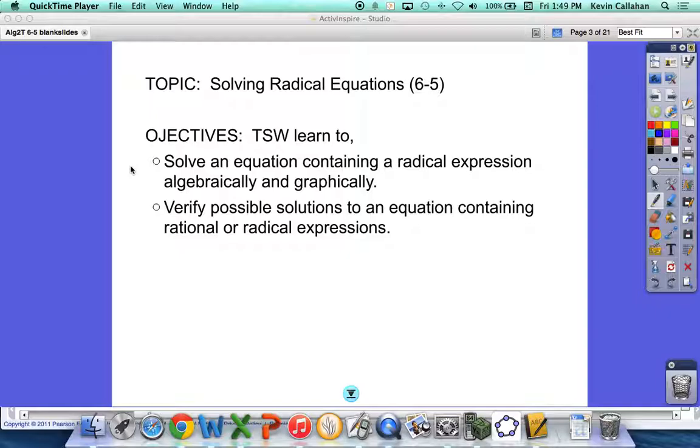Okay, so this one is about solving equations. Everything we did up till now was all about expressions. What can you do with an expression? You simplify it. You can add them, subtract them, and all that. But now we're with equations. And what do you do with equations? You solve. So solving radical equations.